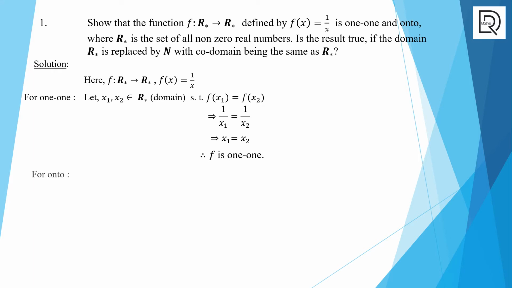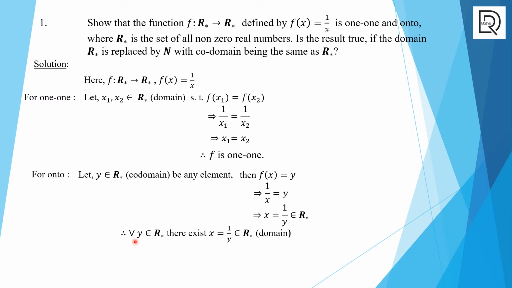Again, for onto, let y belongs to R star codomain be any element, then we can write f of x equal y. Now we express this equation in terms of x. Basically we need to find the value of x in terms of y. So this implies 1 by x equal y. So this implies x equal 1 by y. And clearly this x equal 1 by y belongs to R star for any value of y.